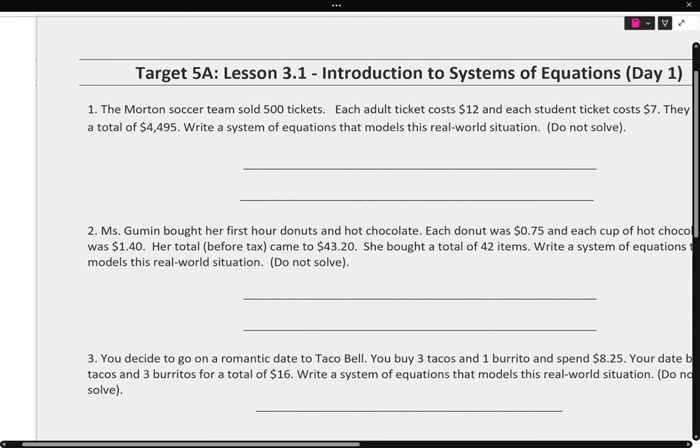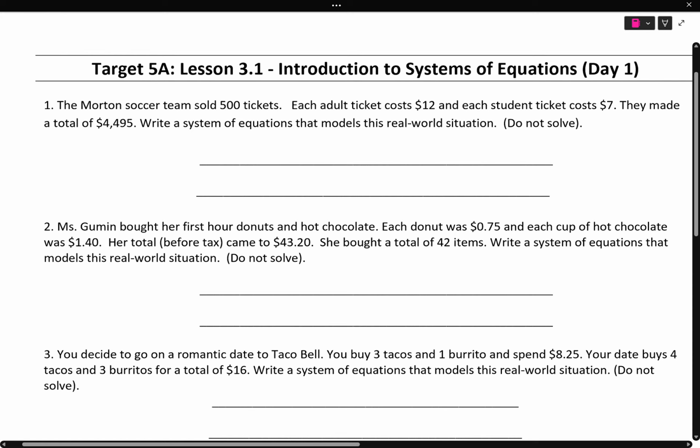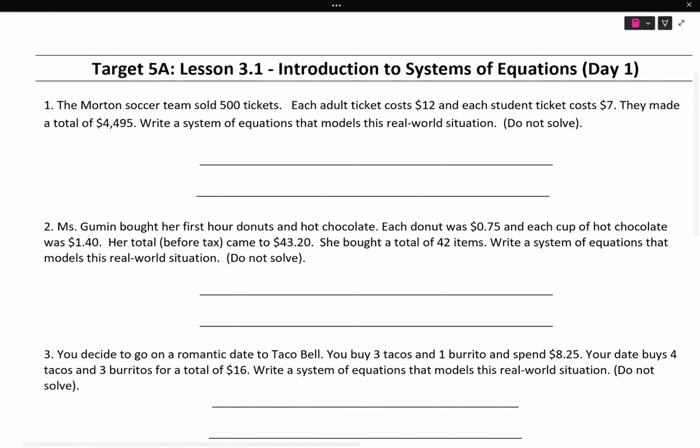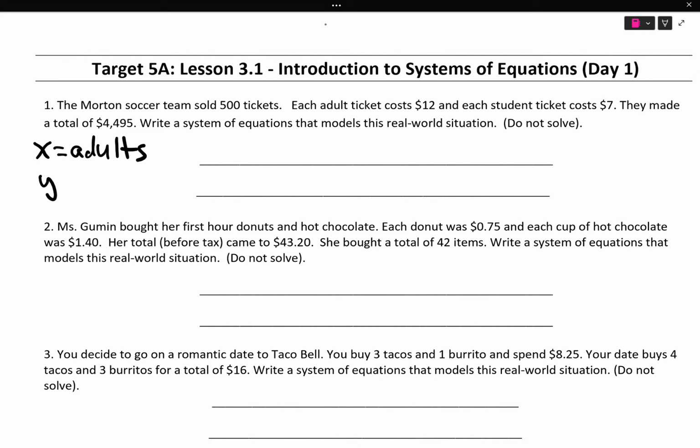Okay. So first, I have two unknown pieces of information, and that is how many adults came to the game, how many students came to the game. So I'm going to define my variables. X, I'm going to write adults, and Y are going to be students.